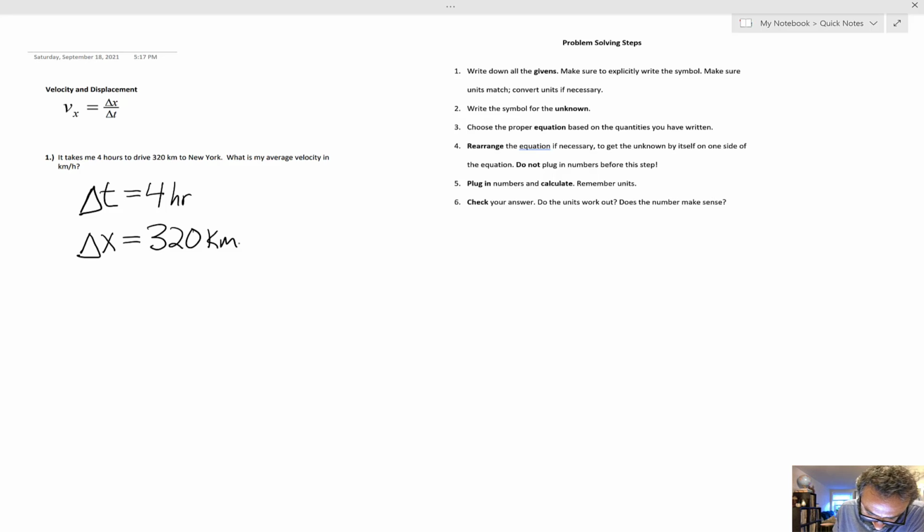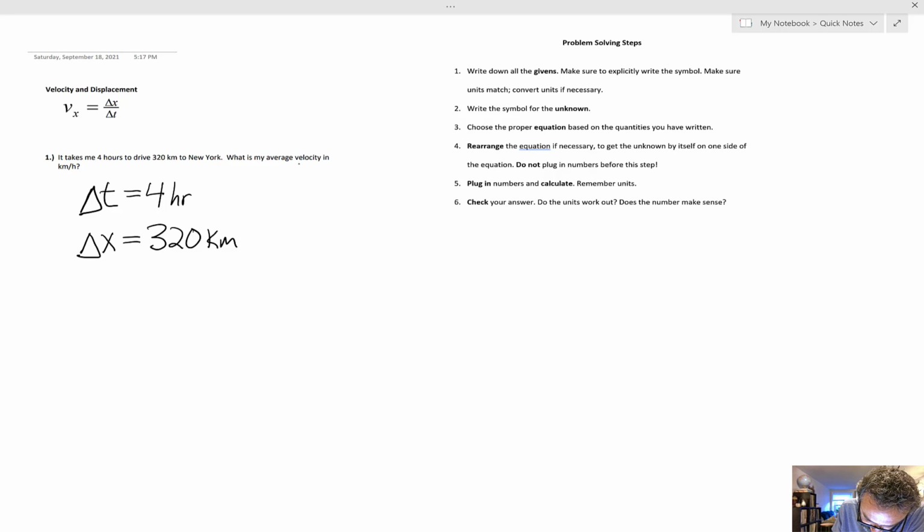It doesn't look like we need to do any unit conversion here because our delta x is in kilometers, our time is in hours, and we can see it asks for our average velocity in kilometers per hour. So those are the two units that we have, kilometers and hours, so no conversion necessary. We can go on to step 2 here, which is to write the symbol for the unknown.